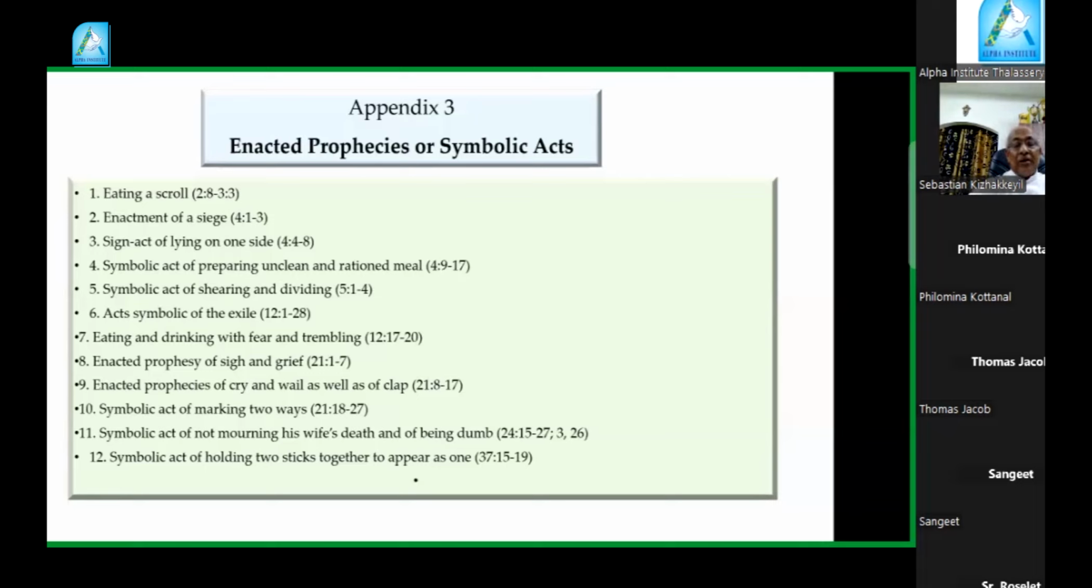Third is the sign act of lying on one side. We have already seen that before. We said probably it was like a paralysis together with his dumbness. Not for all through his life, just for some time. Sign act of lying on one side and then lying on another side. There are plenty of interpretations of this one. Scientifically it is difficult to understand, but scientifically it is paralysis. One side, 390 days. Another side, 40 days. And he said it is the days of the sins of Israel.